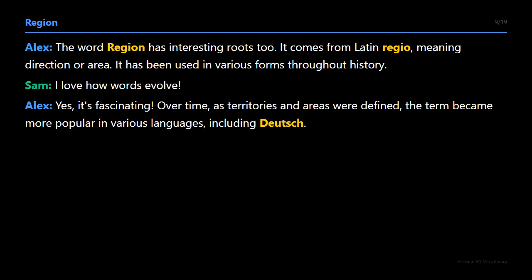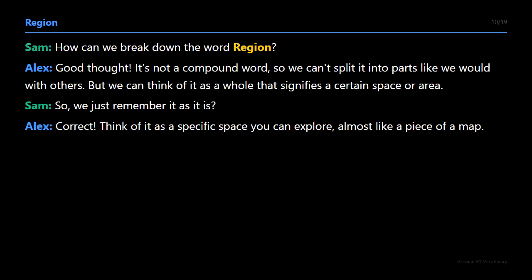How can we break down the word Region? Good thought. It's not a compound word, so we can't split it into parts like we would with others. But we can think of it as a whole that signifies a certain space or area. So, we just remember it as it is. Correct. Think of it as a specific space you can explore, almost like a piece of a map.